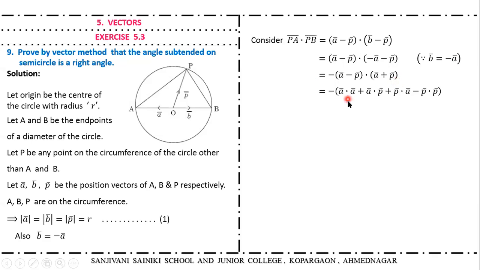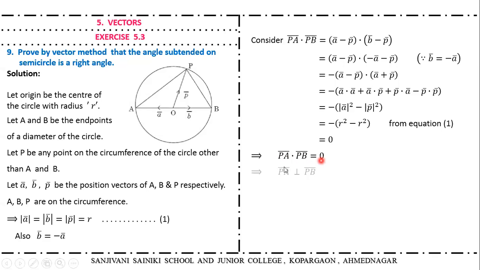Take the dot product. What you get: A bar dot A bar plus A bar dot P bar plus P bar dot A bar minus P bar dot P bar. So minus modulus of A bar square minus modulus of P bar square. But modulus of A bar is R, modulus of P bar is also R. So R square minus R square, we get 0. So PA bar dot PB bar is equal to 0.